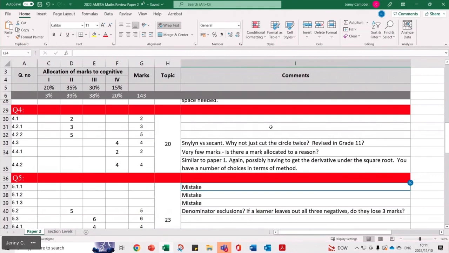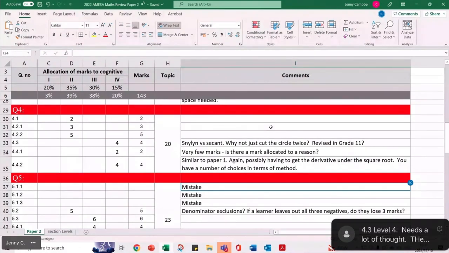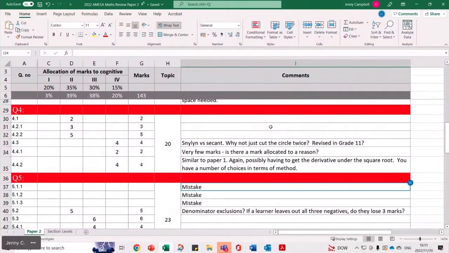I see their comments here. 4.3 is level 3, not level 4. Okay. Right, should we take a vote? Okay, we're talking about question 4.3, so that's the question with the secant. If you think it should be level 3, please put your hand up. I see hands going up at the moment. Just remember, if you don't put your hand up, then we don't know what you're wanting.